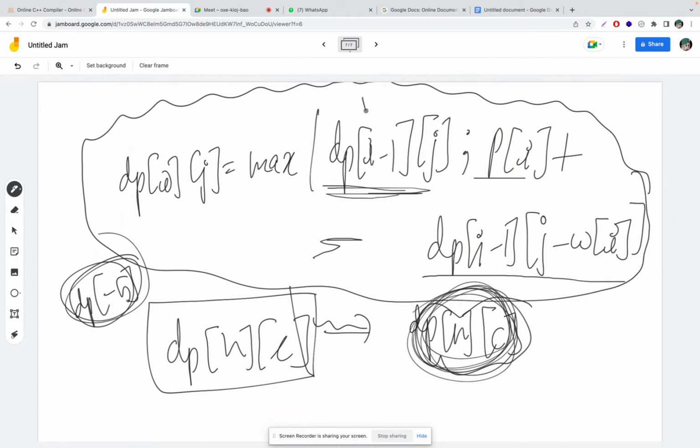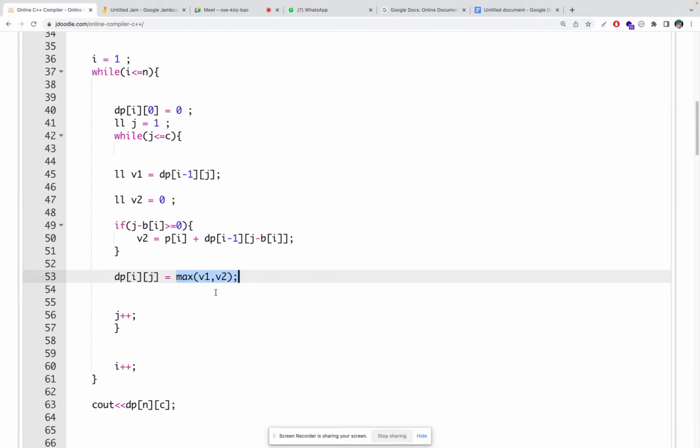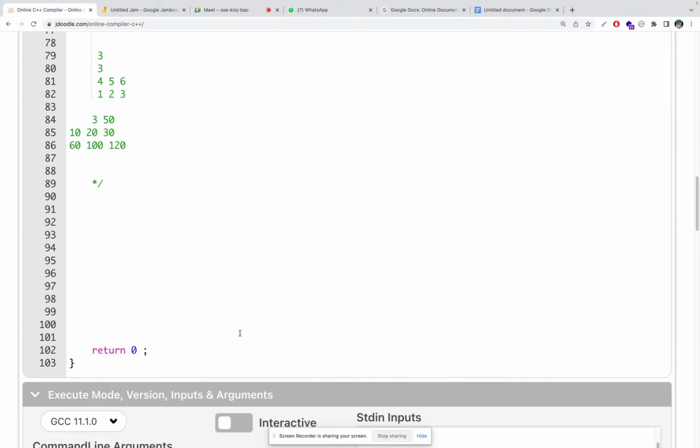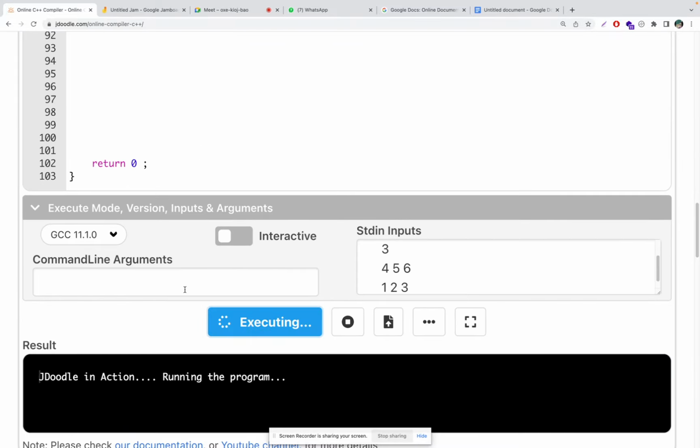This is v1 in my code, and this is v2. Very good. Thanks for the reply, it means people are active. What is the final answer, as I taught? dp of N and C, capacity C. So guys, it is giving us the correct answer. For this, the answer is 0.